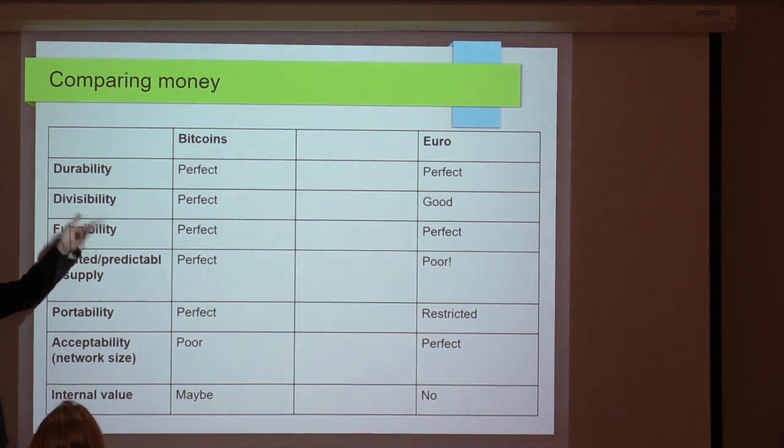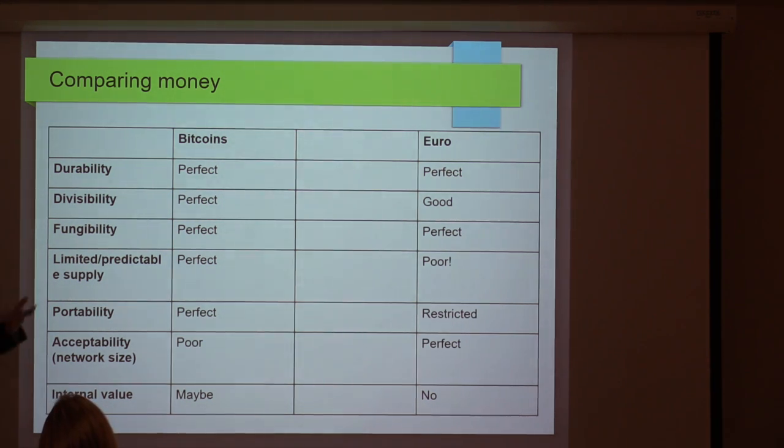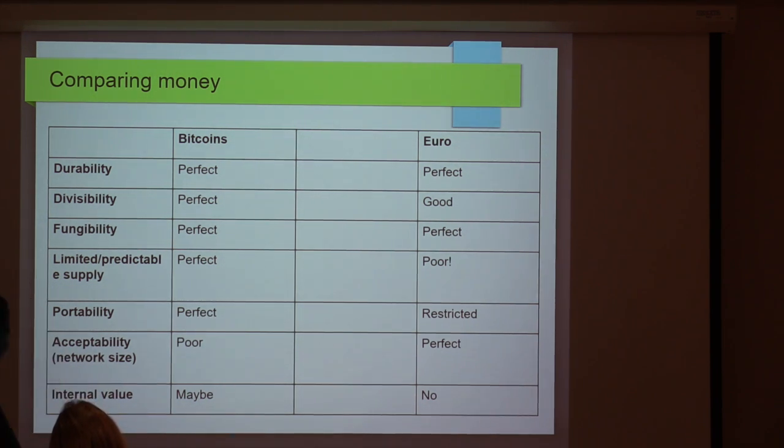Durability, well, Bitcoin and euros are the same. They don't rust. Divisibility, well, the euro can only be divided down to 0.01 euro, and Bitcoin can actually be divided further down. So maybe Bitcoin has an advantage there. Fungibility: if I get 1 Bitcoin or I get 1 euro, can I say something about the history of this? Is it tainted somehow? Can I say that 1 euro is better than the other euro? No, I cannot. So both currencies are fungible.